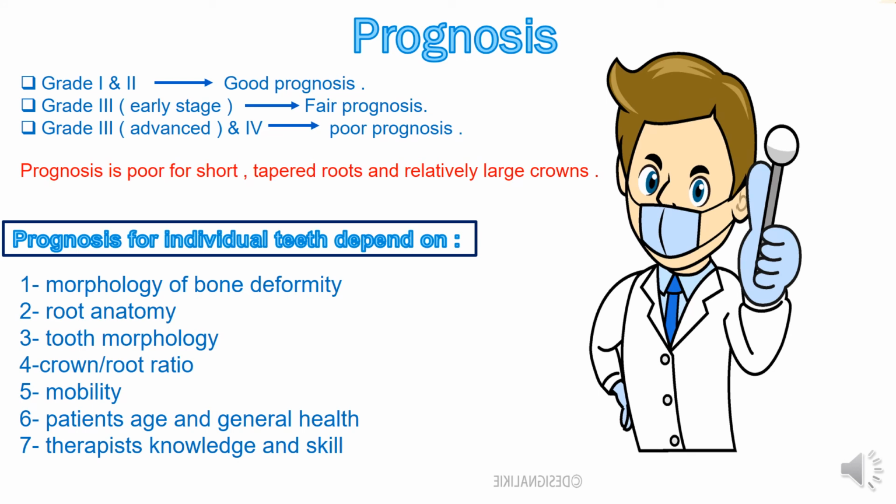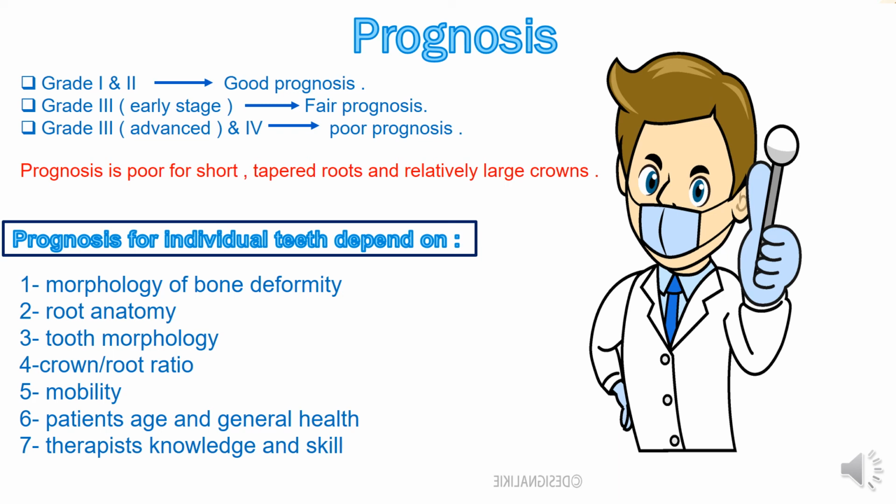And now the prognosis. Grade 1 and 2 have good prognosis. The grade 3 early stage has fair prognosis. Grade 3 advanced and grade 4 have poor prognosis. Also, prognosis is poor for short tapered roots and relatively large crowns. As I mentioned in the beginning of the seminar, when we have short roots and the furcation is involved, most of the periodontal support for the tooth is lost. So the prognosis and outcome of the treatment will be poor.